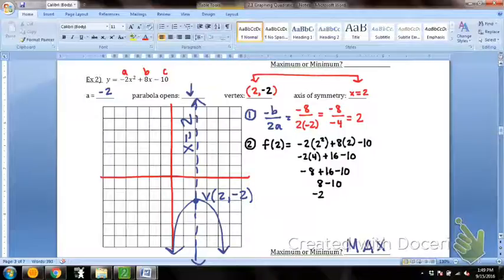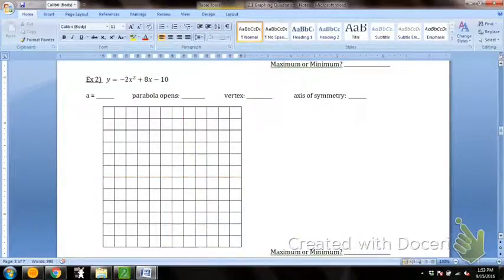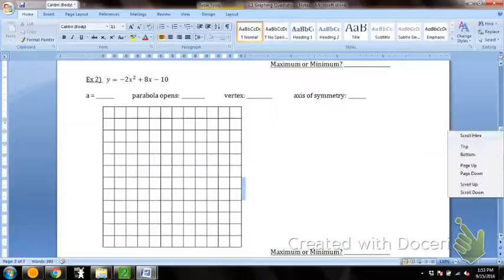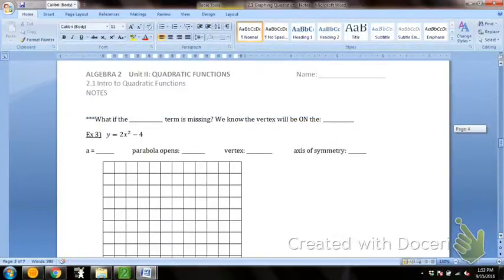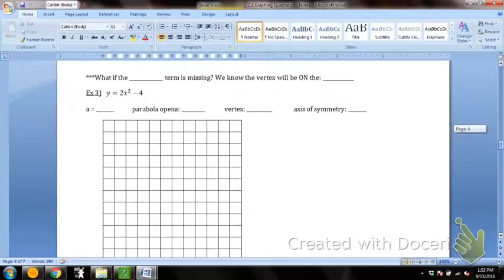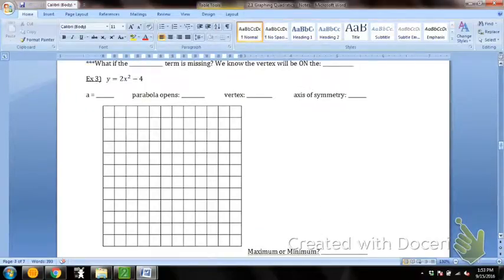Okay, let's look at example 3. There is no linear term. Do you guys see that? The linear term is gone. There is no middle term. So what happens when there is no middle term? That is the question. So let's go ahead and start the problem as if we were doing it normal. Okay? So what happens if the linear term is missing? That's your blank there.